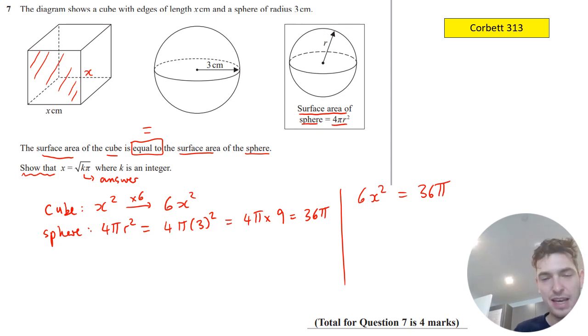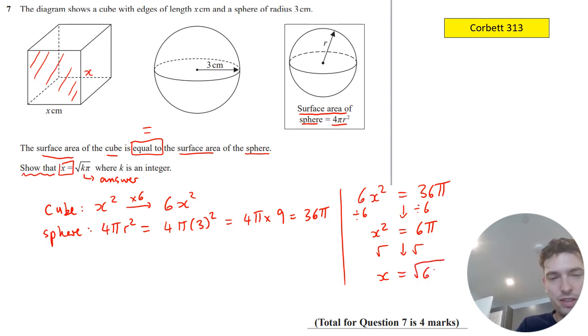And now I need to make x the subject because my answer starts off with x equals something. How do I do that? Well, I think my first step is to divide by 6. That seems sensible. So I get x squared equals 6 pi. And now how do I get x by itself? Well, I've got x squared, so I'm going to square root both sides. So I have x equals root 6 pi. Does that look like my answer? Yes, it does, where my value of k is 6. So I think that I have shown that x is equal to root k pi. Okay, let's keep on going.